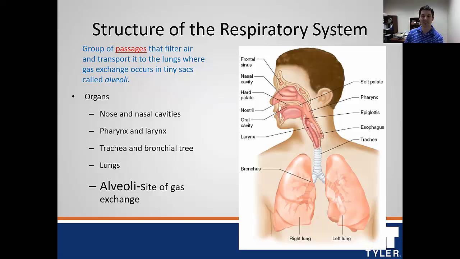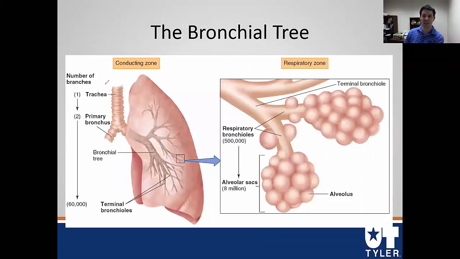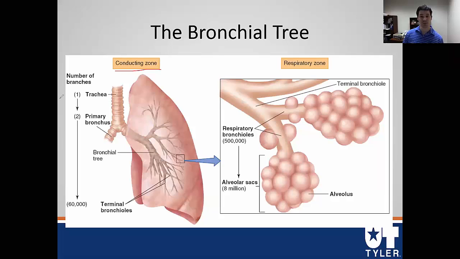We can separate the structure and functions into two zones. First, the conducting zone. The conducting zone's main purpose is to filter, warm, and humidify air, and you'll see it's made up of the trachea, the primary bronchus, which splits into the left and right lungs, and then the bronchial tree, which looks very similar to a tree, going from very large diameter bronchi to very small diameter, and all ending in what are termed terminal bronchioles.